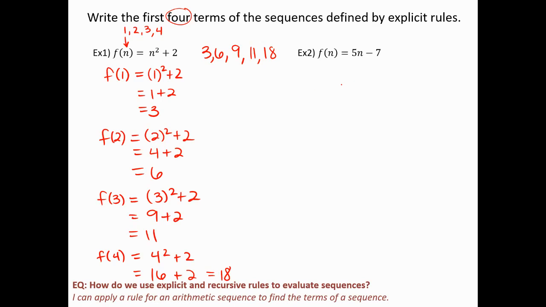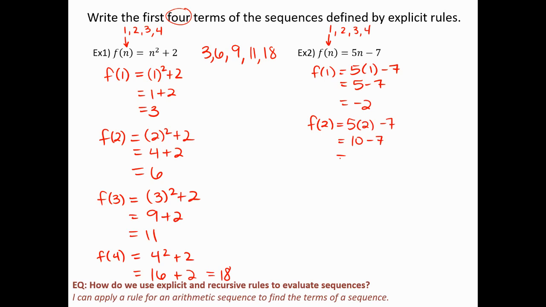All right, so let's try the next one. Same basic idea. We want the first 4 terms, so we're going to plug in for n 1, 2, 3, and 4. So here we go. Plug in 1. So I get 5 times 1 minus 7, I get 5 minus 7, which is -2. Then I plug in 2, so replace all the n's with 2's, and then I solve. 5 times 2 is 10, minus 7 gives me 3.